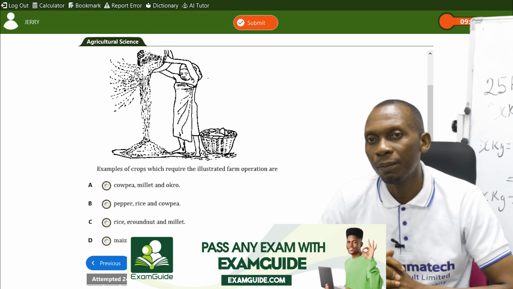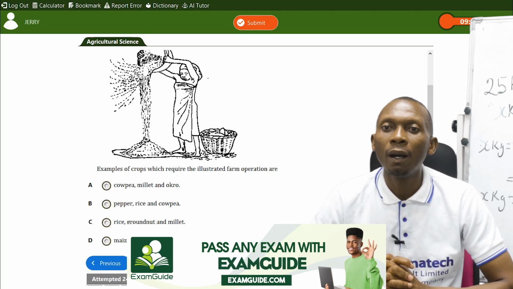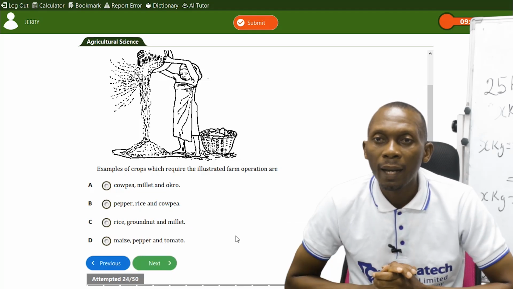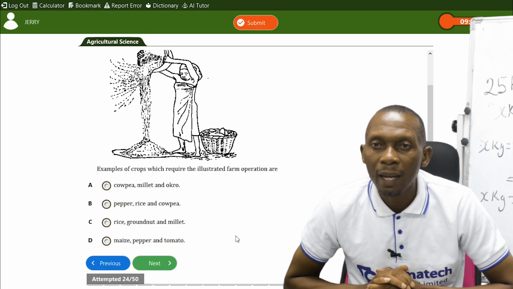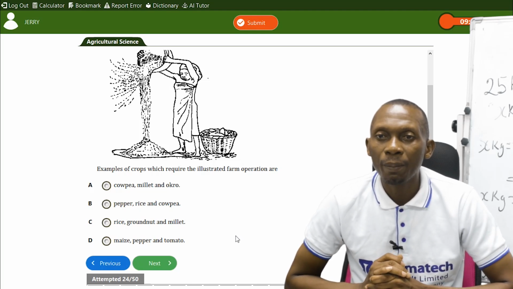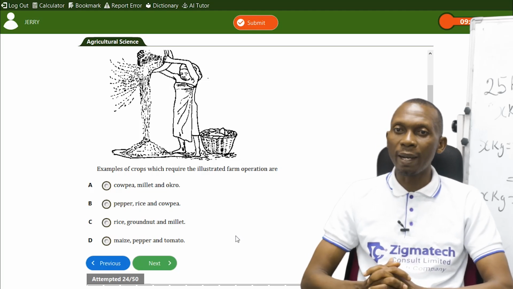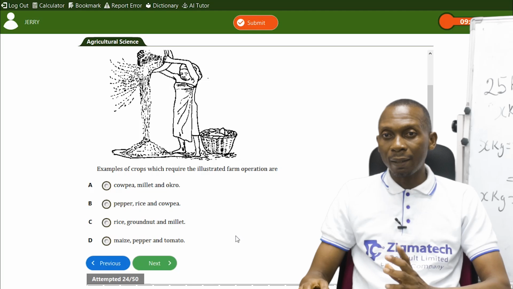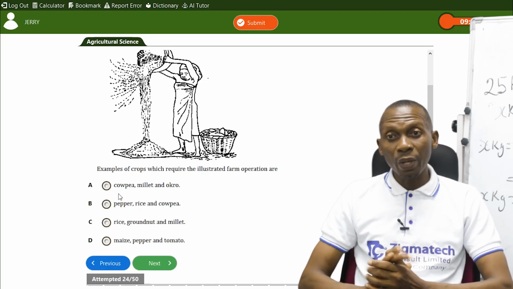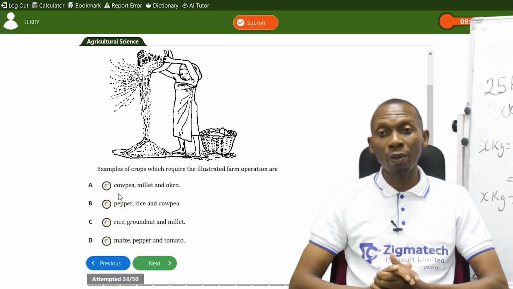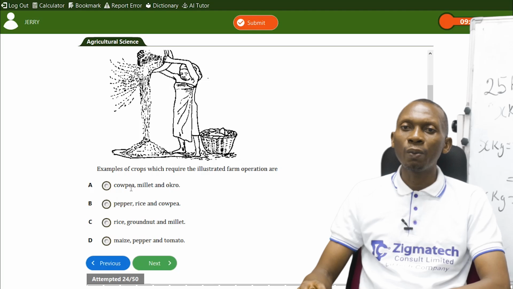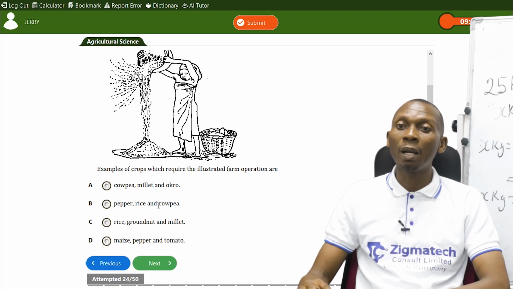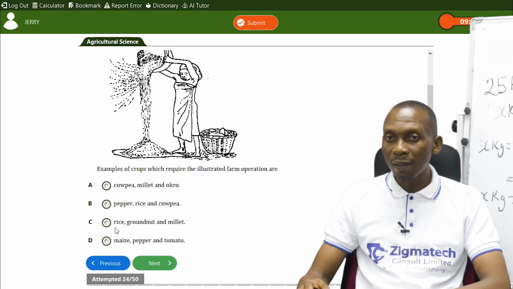Now, this question says examples of crops which require the illustrated farm operation are: A, cowpea, millet, okra, B, pepper, rice, cowpea, C, rice, groundnut, millet, D, maize, pepper, tomatoes. Now, fruits do not require winnowing. Cereals do require winnowing, and leguminous crops too. Okra is a fruit, so this rules out A. Pepper is a fruit, so that rules out B. Rice, millet are cereals, groundnut is a legume. So this is the option.